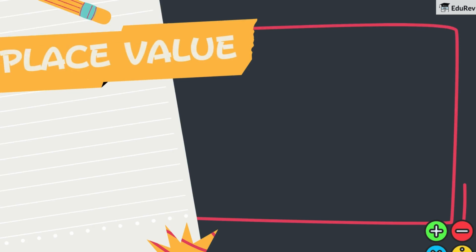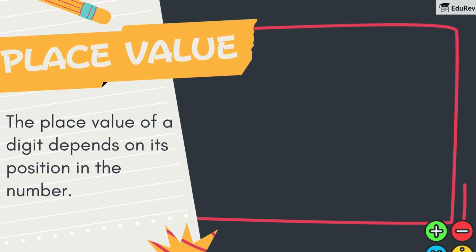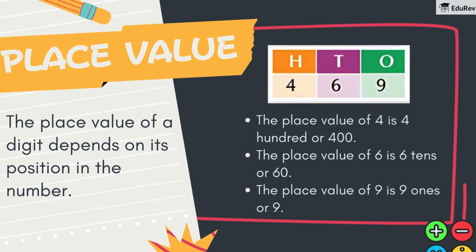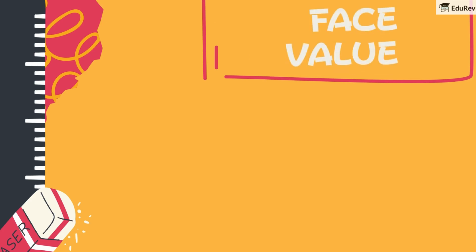The place value of a digit depends on its position in the number. For instance, in the number 469, the place value of 4 is 4 hundreds or 400. Similarly, the place value of 6 is 6 tens or 60, and the place value of 9 is 9 ones or simply 9. Now, let's discuss face value.